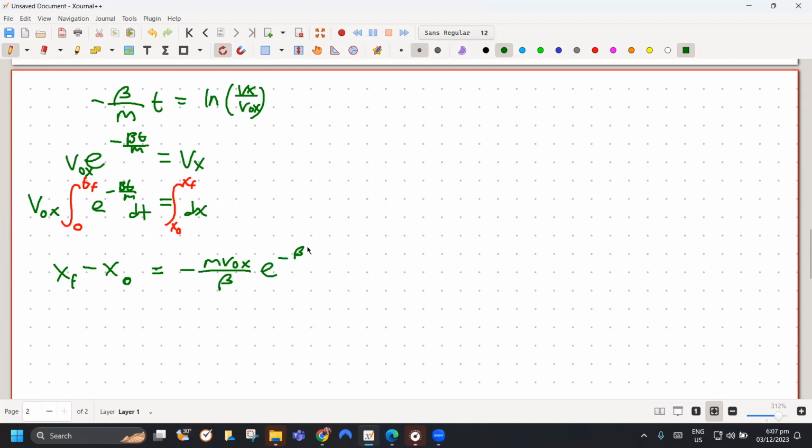Okay. Antiderivative is e to the minus beta t over m times negative m over beta. Tapos 0 to tf. So, when t is zero, that is 1. Okay, so it still remains. So, we get, what color is this one? Green. Okay, it's green.